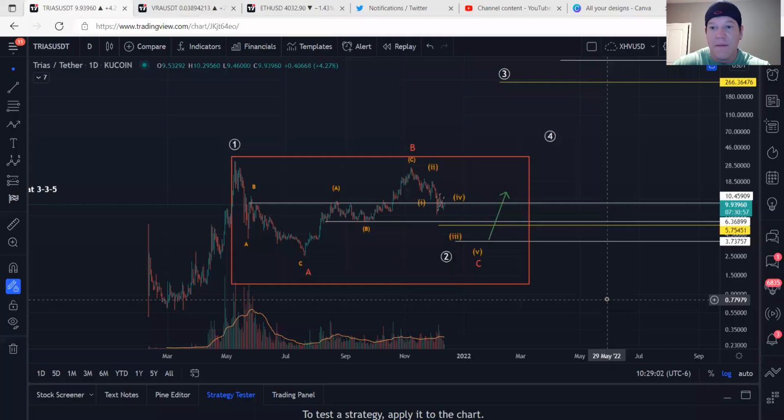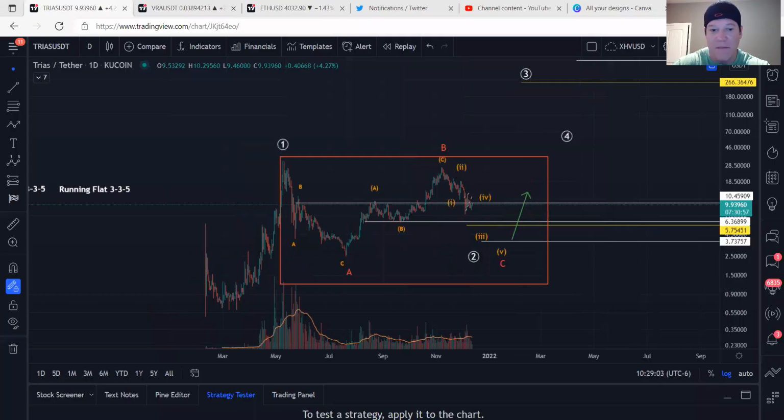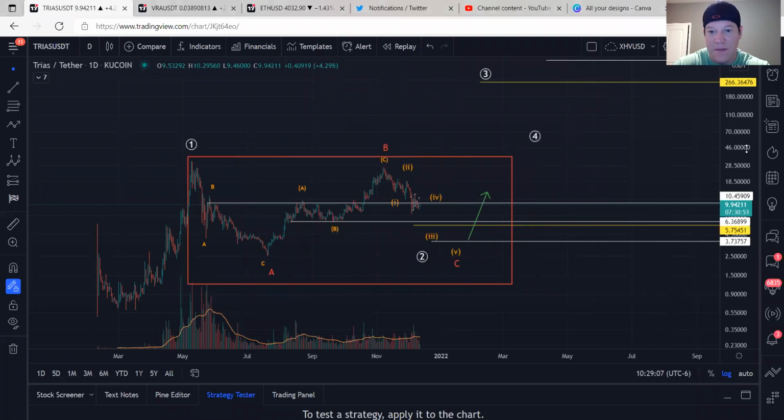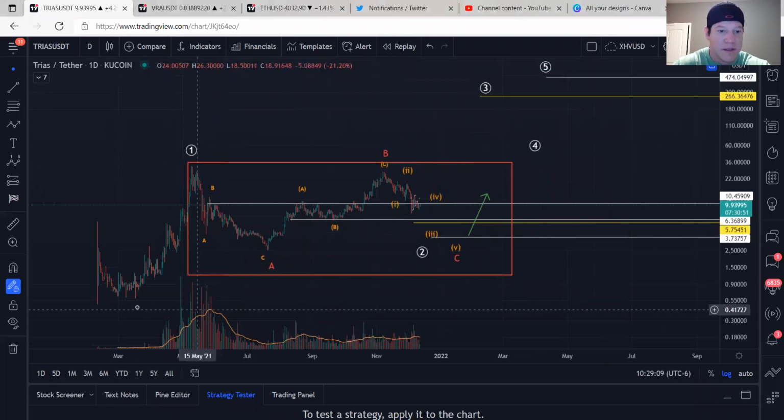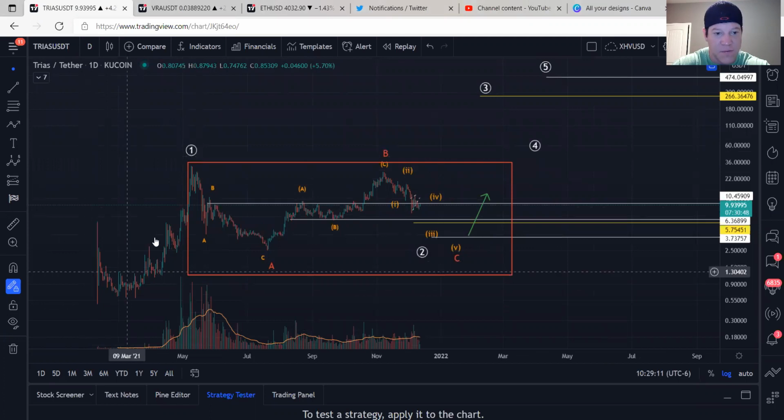Let's hop in. All right, from a macro standpoint, this is how I'm seeing Trias. I am seeing this entire structure here, this first up wave, as a macro 1, and then the rest of this structure right now, I'm viewing it basically as a running flat is the way I have this thing mapped out. So that's what I see right now. This entire structure in this box is a corrective wave. This is the macro 2 correction. So you've got your 1, 2.